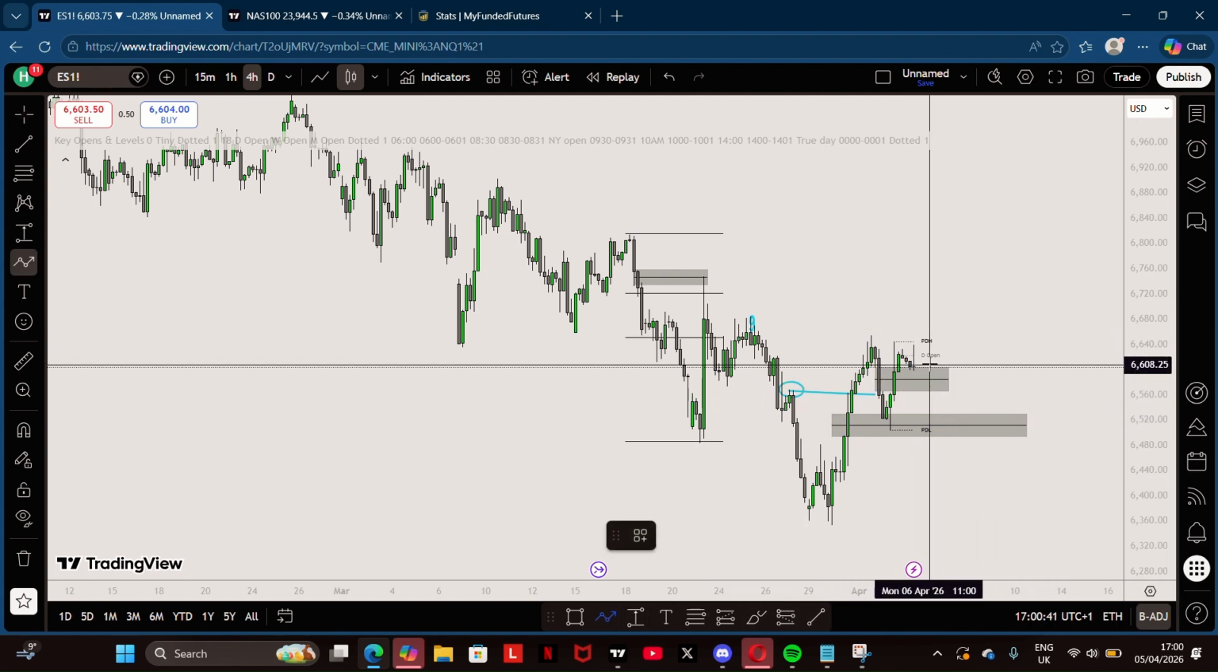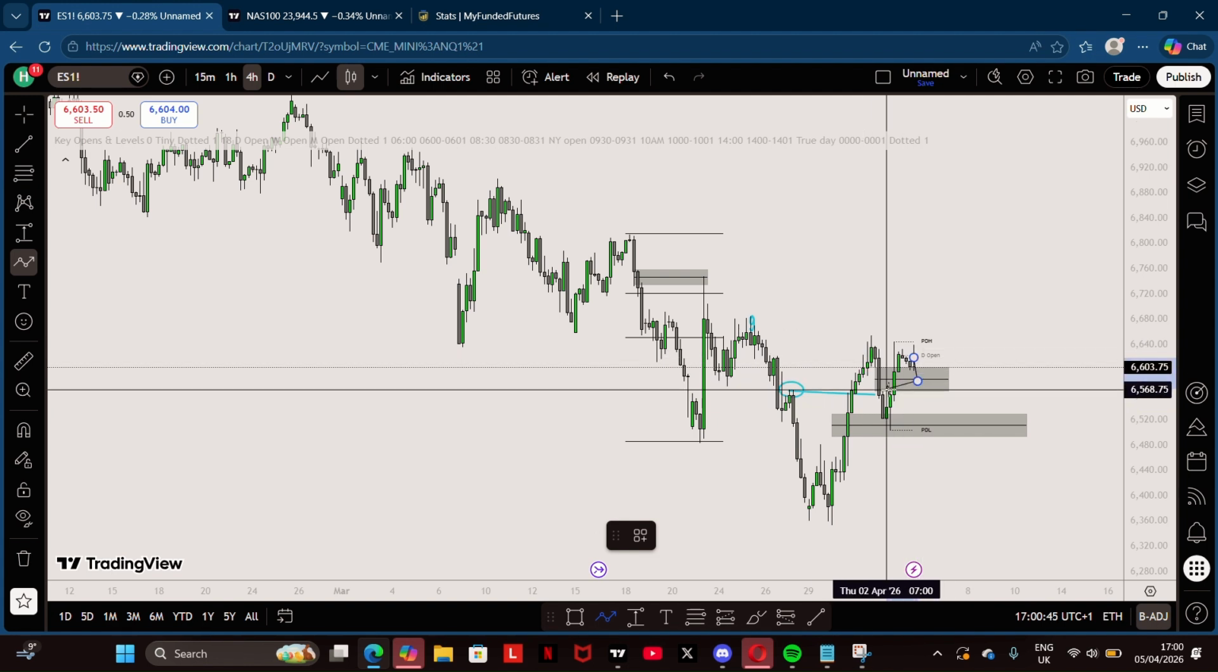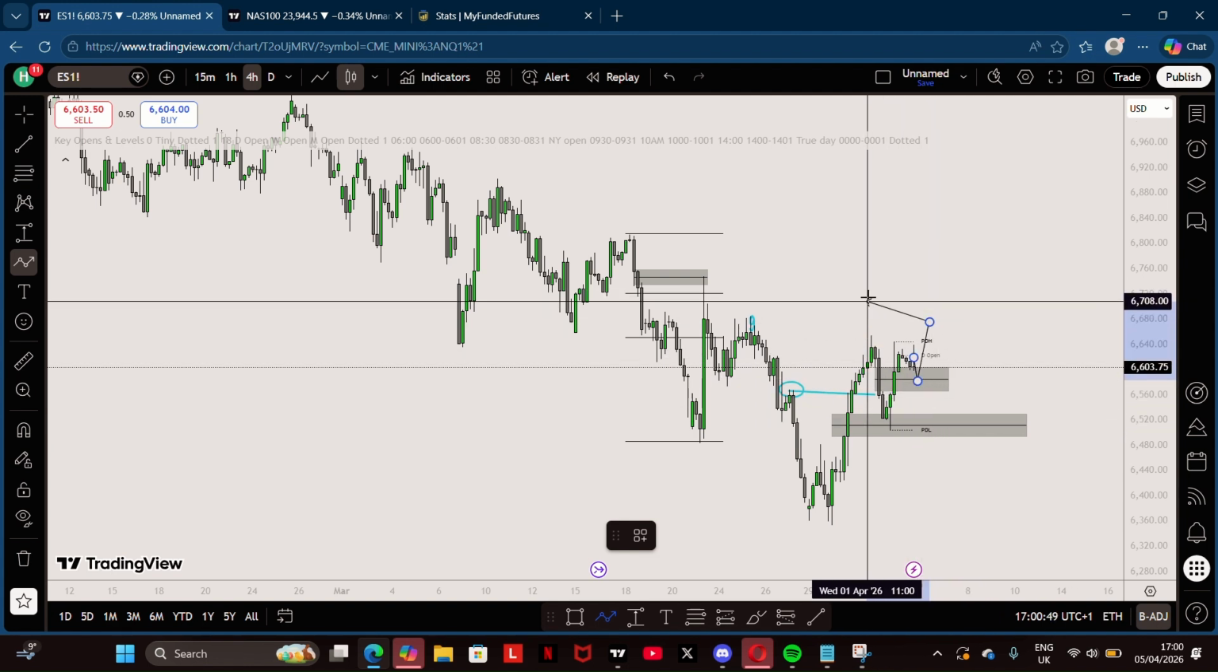So coming into session open, we're going to retrace back into this imbalance, take out all this internal liquidity, sit also inside this bullish imbalance, and we're going to be taking out previous day high.